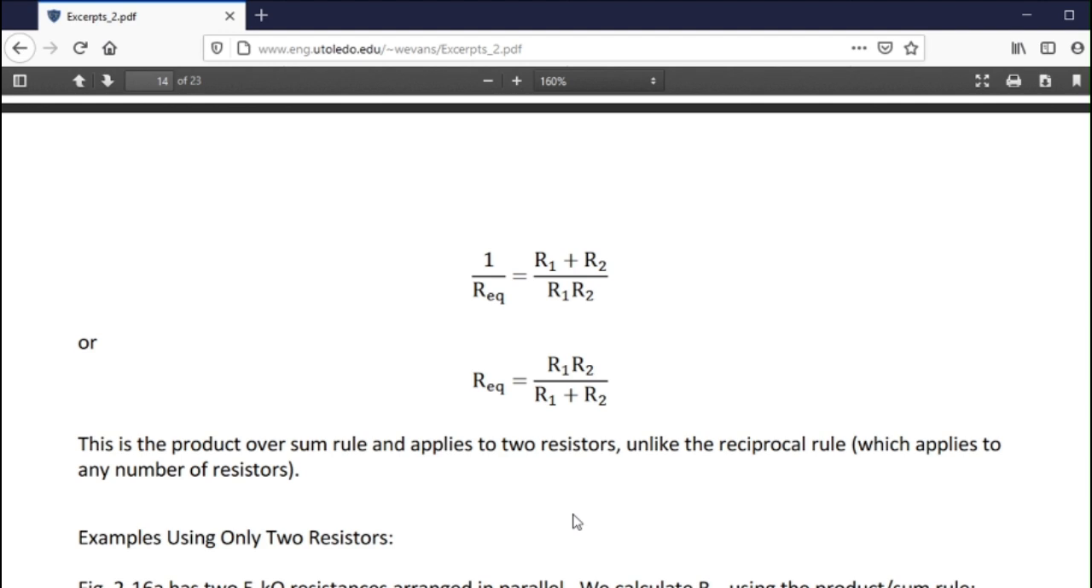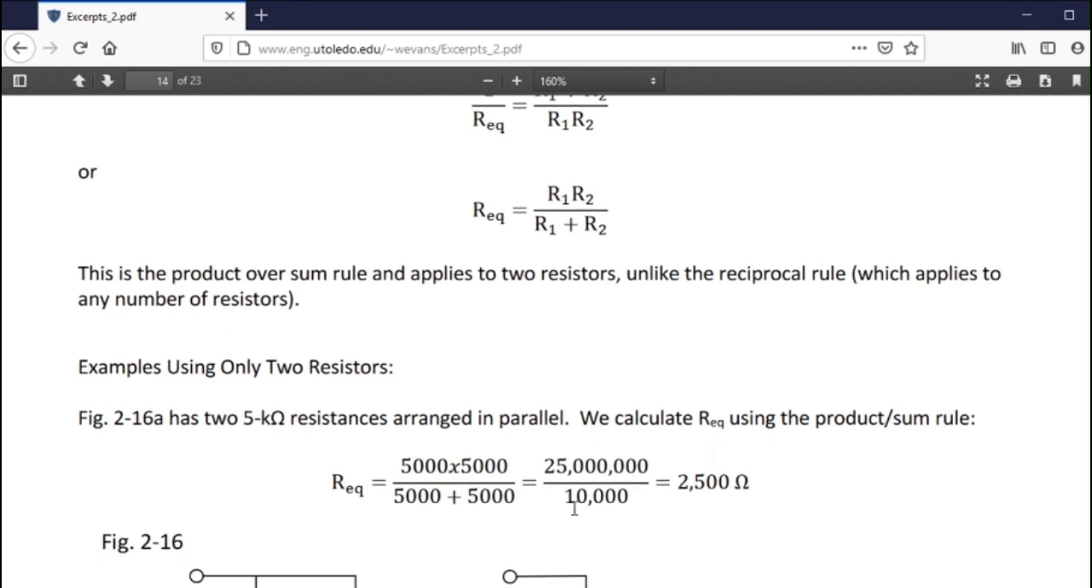And you say, well, I have 3, but I want to use this rule, the product over sum. So you combine the first 2, and then you combine the result of those first 2 with the third one. Is that acceptable? Yes, it's acceptable. You can do that. But that's 2 steps instead of 1, and I think you want to do the reciprocal as much as you can. Product over sum or reciprocal rule, either way works.